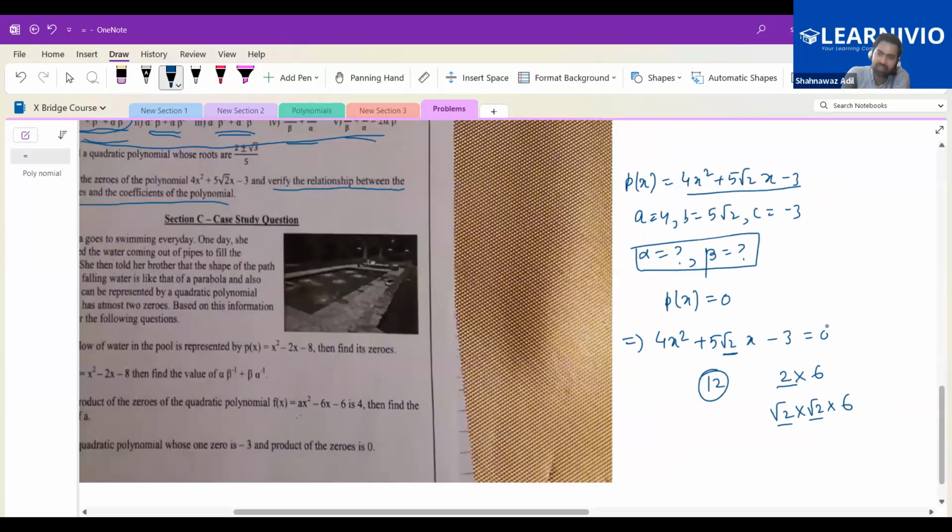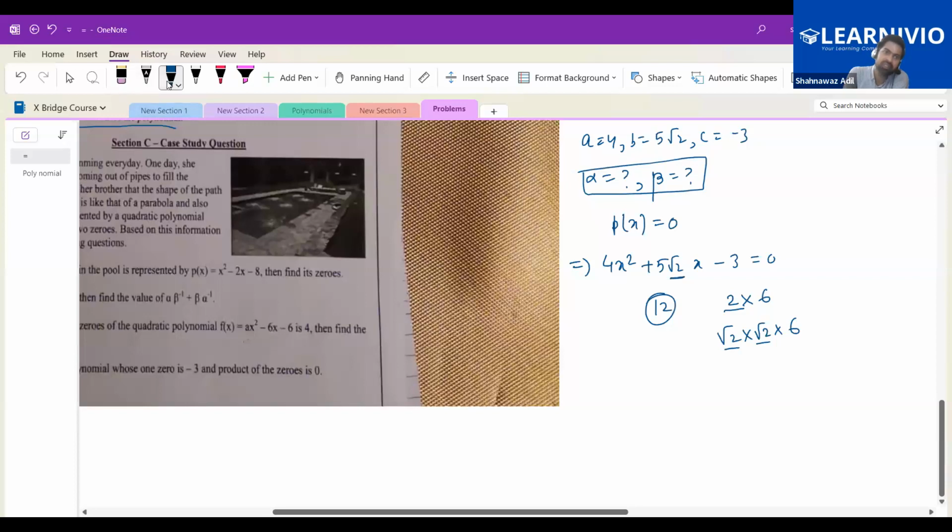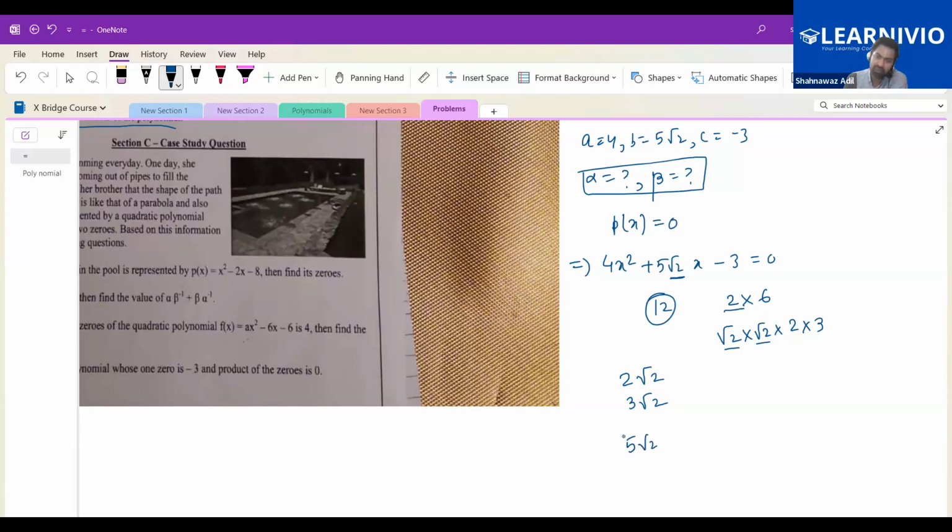Let me tell you why I wrote 6. Because if I write 2 and 3, remember in combination I have to have root 2. So one combination I can take is 2 root 2, the other is 3 root 2. If I add these two, I will get 5 root 2, right? Yes, sir. But I don't have the multiplication, which should be minus 12, right? Yes. So that is why this is discarded.